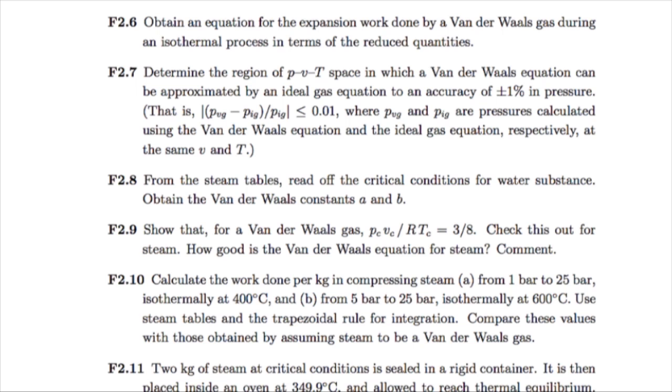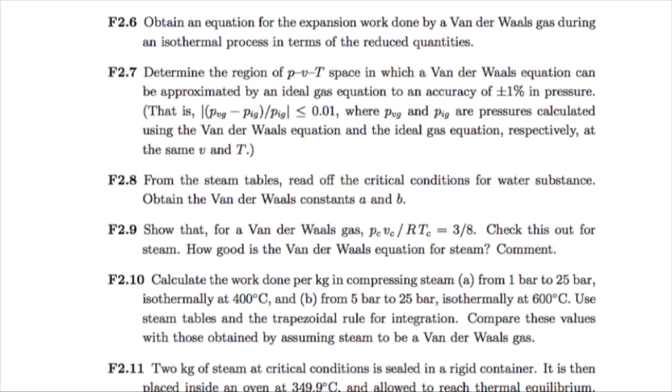But 2.10 is interesting in another aspect. You are asked to determine the work done per kg. That means we have a system containing 1 kg of ordinary water substance. Of course, it is in the vapor form. From 1 bar to 25 bar isothermally at 400°C, and 5 bar to 25 bar isothermally at 600°C. Use steam tables and the trapezoidal rule for integration.